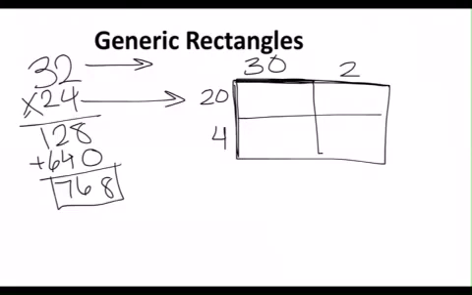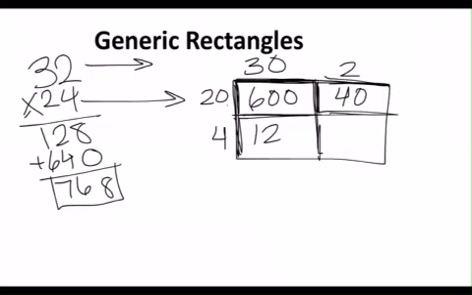30 is the length of these two lines. 20 is the length of these two lines. 4 is the length of these two. 2 is the length of these two. So then you just multiply. 30 times 20 is 600. 20 times 2 is 40. 4 times 30 is 120. 2 times 4 is 8.